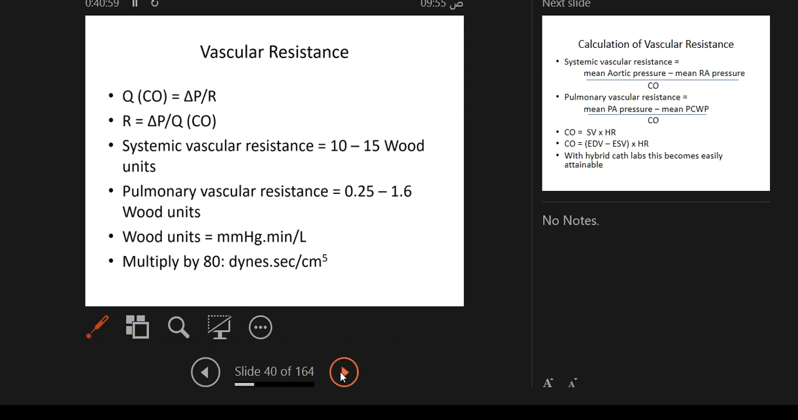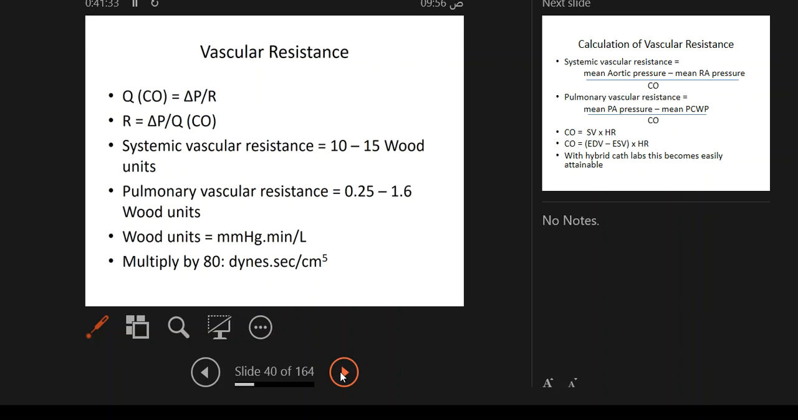Resistance calculation is a bit more, there is the equation. Flow is pressure over resistance, okay? So cardiac output is the differential in pressure, or the pressure gradient, over the resistance. So therefore, if you invert it, the resistance becomes pressure over flow. So therefore resistance equals pressure over flow.